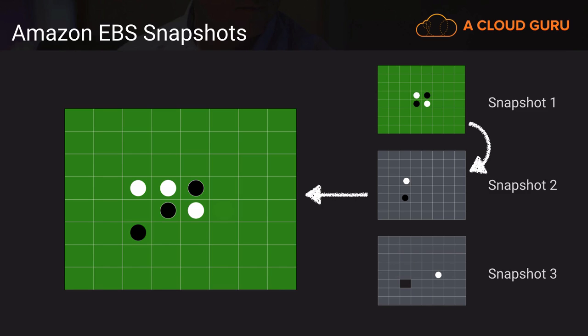Now let's say we wanted to restore to snapshot number 2. What AWS does is take snapshot number 1, add on the changes that we did with snapshot number 2, and create the volume from that.